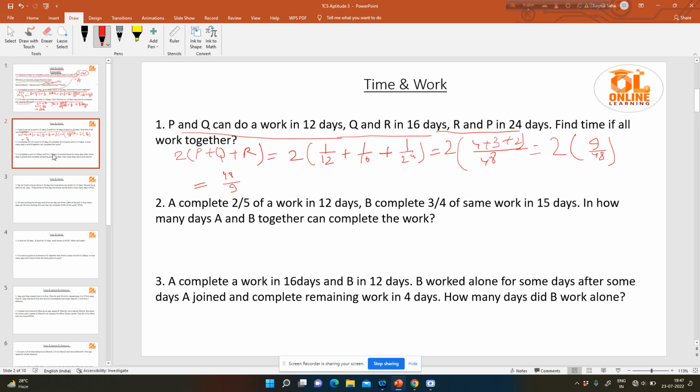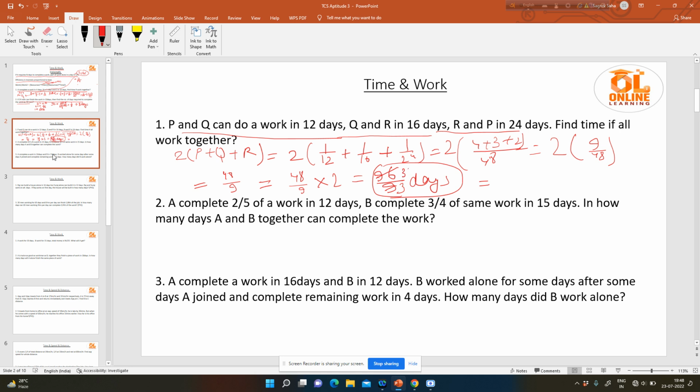But we have to find the work done by single P, Q and R. So for that we have to multiply by 2. So 48 by 9 into 2, so it would be 96 by 9 days. They would take 96 by 9 days to complete the work. Or you can reduce it by 3. 3 3s are 9.